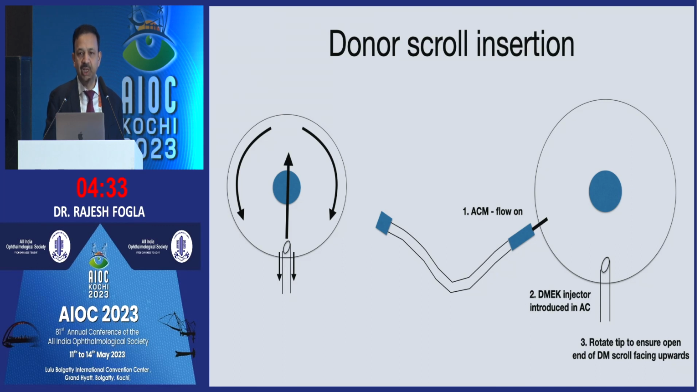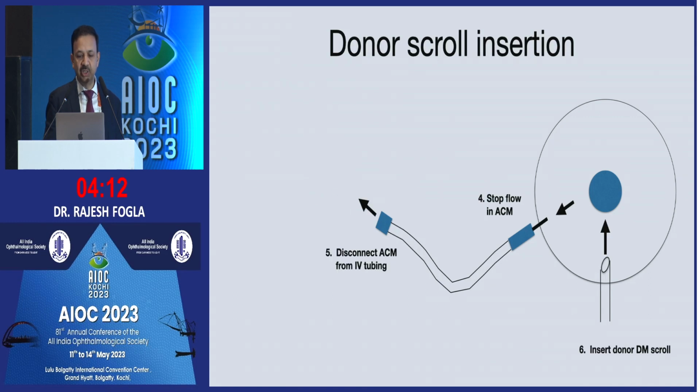The second thing we did was we tried to create a unidirectional flow. So we do connect an AC maintainer to the anterior chamber. This is a 25 gauge AC maintainer, which is switched on when I'm putting the tip of the cartridge into the eye. So the AC is nice and deep. Once my tip of the cartridge is inside the eye, I rotate the tip so the open end of the scroll is facing up. And at that point of time, before I insert my graft, the AC maintainer is switched off and it is disconnected from the IV tubing. So now the AC maintainer acts as an egress point of fluid from the anterior chamber.